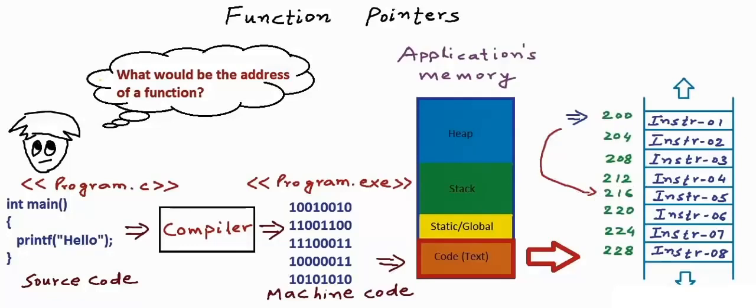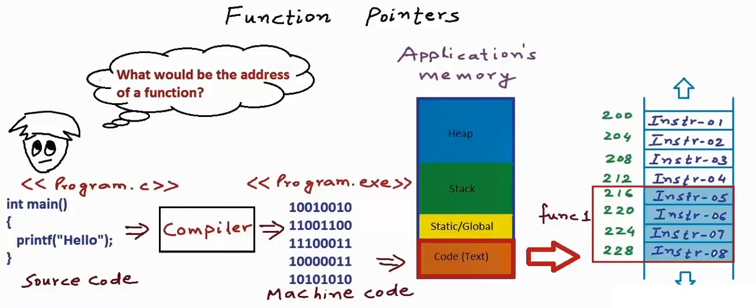A function is nothing but a set of instructions stored in one contiguous block of memory. Let's say this block containing instructions 5 till 8 is a function. I'll name this function func1. Basically, a function is a set of instructions to perform a subtask. In memory, a function will be one contiguous block with some instructions.